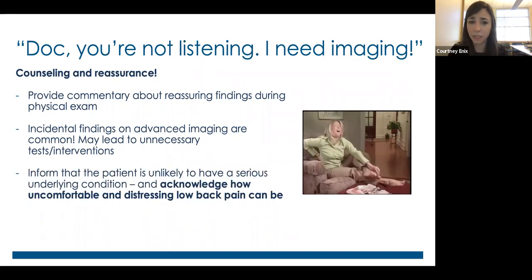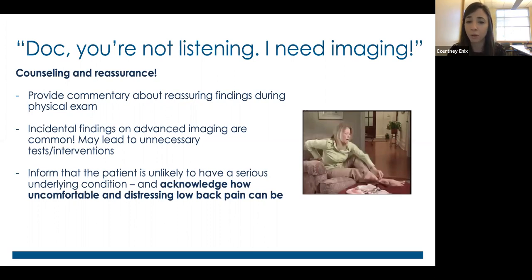And then talk to the patient about the fact that it's really unlikely that they have a serious underlying condition. I'll share on a couple slides from now what the natural history of nonspecific low back pain is, and the high percentage of patients who are actually going to have spontaneous resolution of their pain. But again, for patients that are coming in without those red flag symptoms, the likelihood of something that is a really serious etiology of their back pain is really, really low.